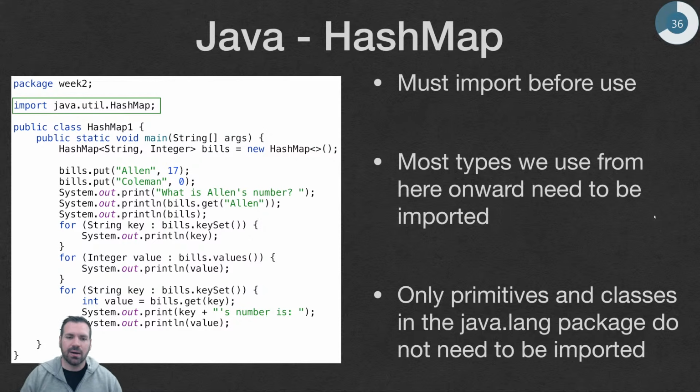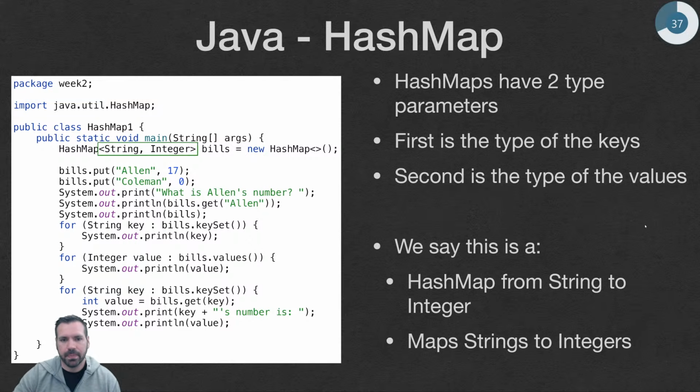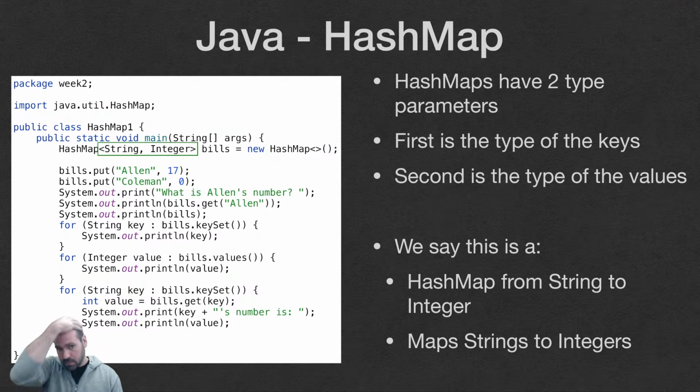So just like our array list, we do have to import hash map. It lives in the same package, java.util. So import java.util.HashMap. If we don't import, then well, we're not going to be able to use a hash map. So if you get type not found or symbol not found for a hash map, it probably means you forgot your import. It's not a big deal. You just slap your import in there, and then you're good to go. And we'll see lots of import statements throughout the rest of the semester.